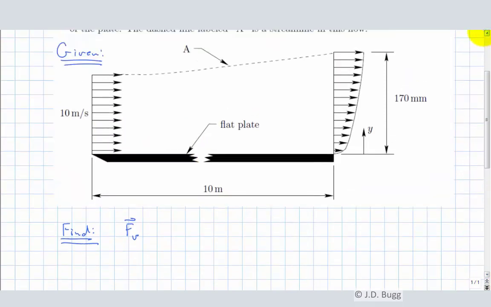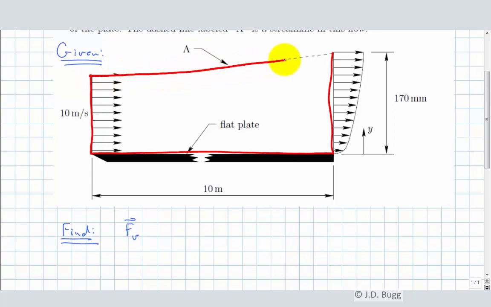So we want to first of all identify our control volume. Let's set up a control volume here. Because we want the viscous force to be an unknown in our equation, the control volume I'm going to set up is going to go right along the surface of this plate. Okay? So there's going to be a shear force exerted on that surface of the control volume. Then I'm going to go straight up here because I know the velocity there everywhere. And I'm going to go straight up here as well. And now the top of the control volume is going to be this streamline A.